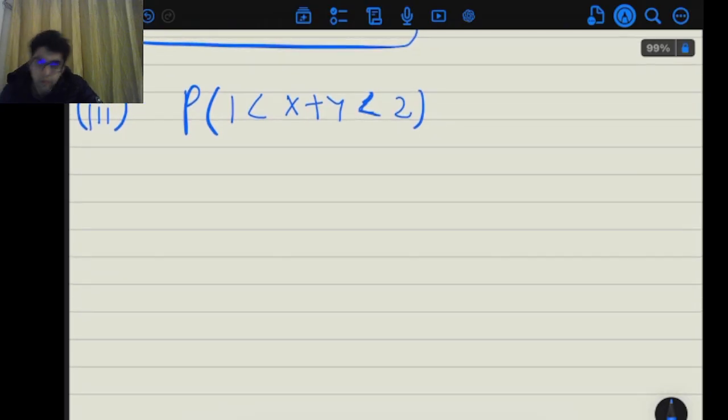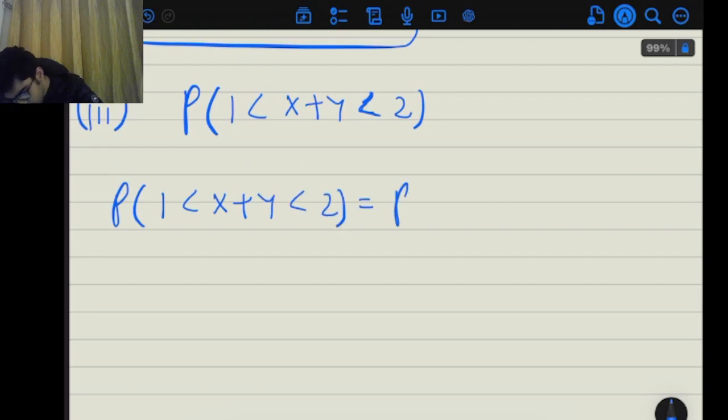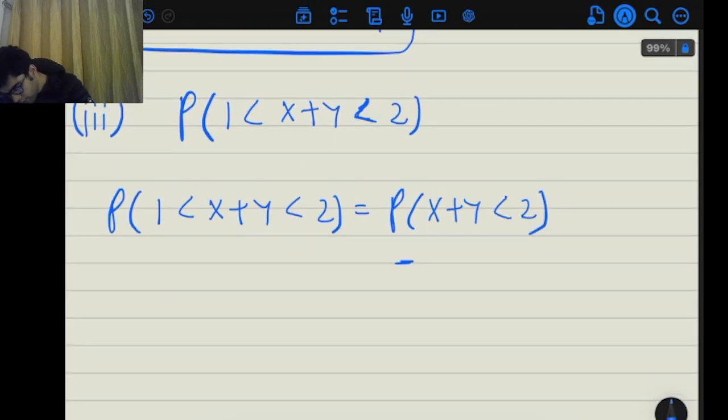We can break this into two parts, right? I can write the probability of x plus y lying between 1 and 2 as the probability of x plus y less than 2 minus the probability of x plus y less than 1, right?